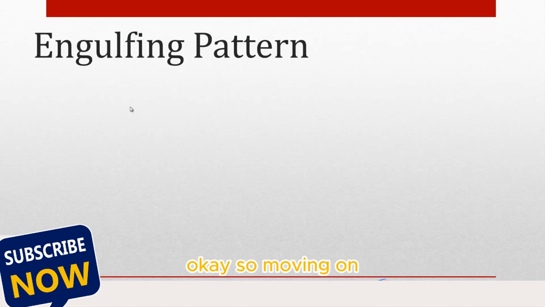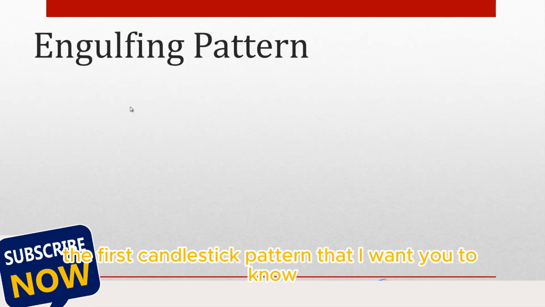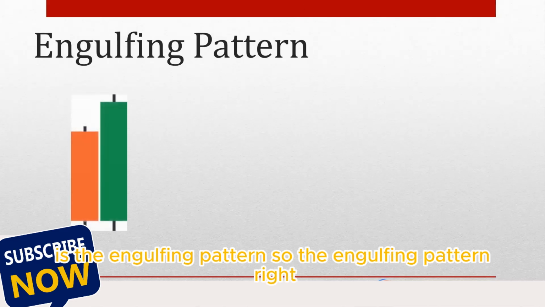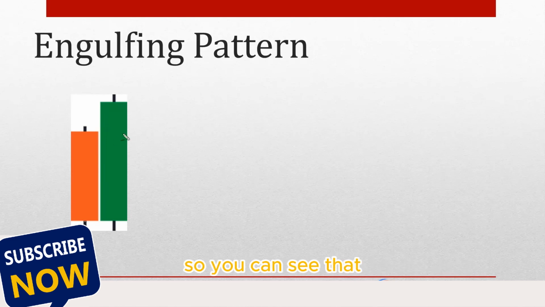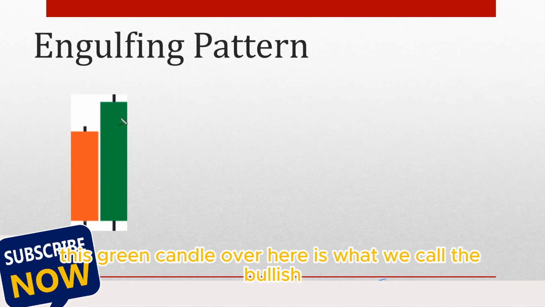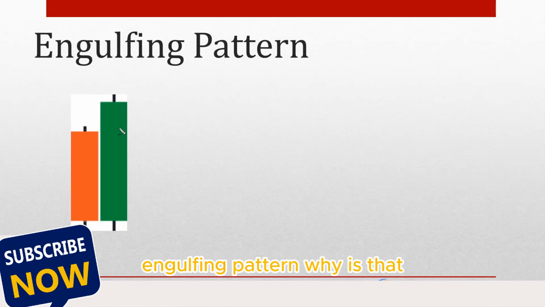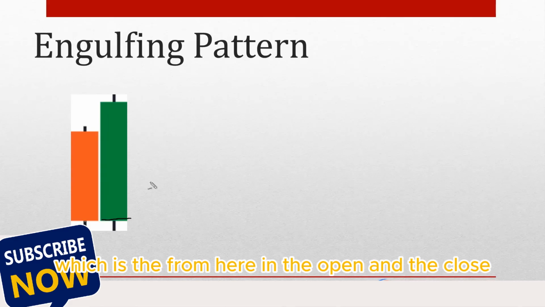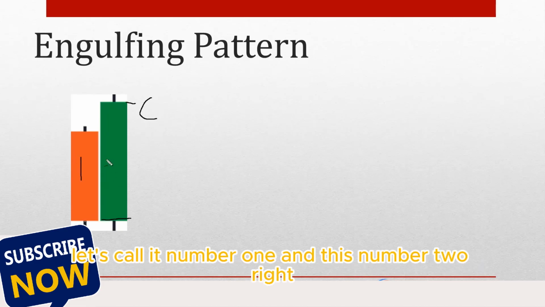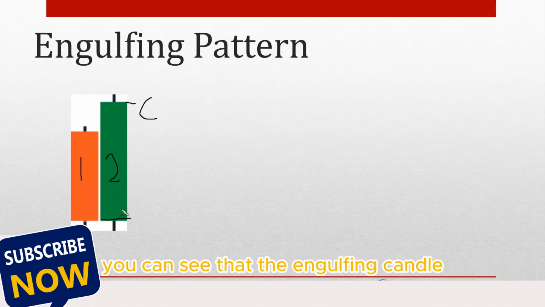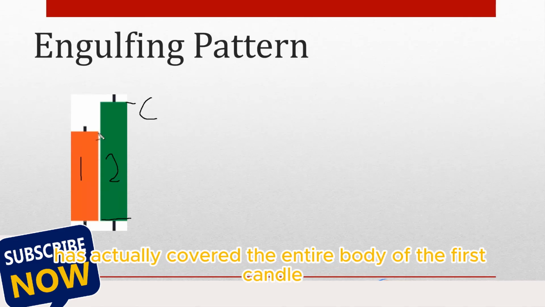Okay, moving on, the first candlestick pattern that I want you to know is the engulfing pattern. This is the theory behind it. You can see that this green candle over here is what we call the bullish engulfing pattern. Why is that? Because if you look at it, the body of the green candle, from the open to the close, has engulfed the body of the previous candle. This is the previous candle, let's call it number 1, and this number 2. You can see that the bullish engulfing candle has covered the entire body of the first candle.